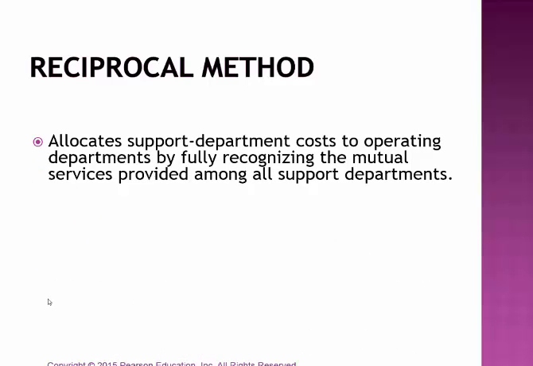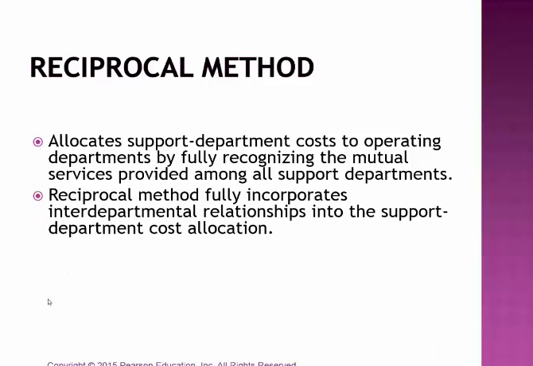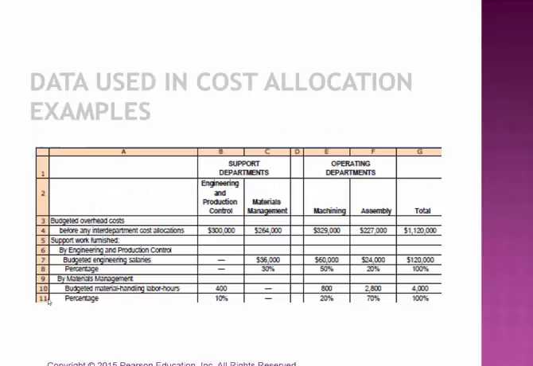Alright, so again we're allocating the support department cost to not only the other operating departments, but we are also going to allocate support department costs to other support departments. So this method fully incorporates all those interdepartmental relationships. It is also commonly called the matrix method.